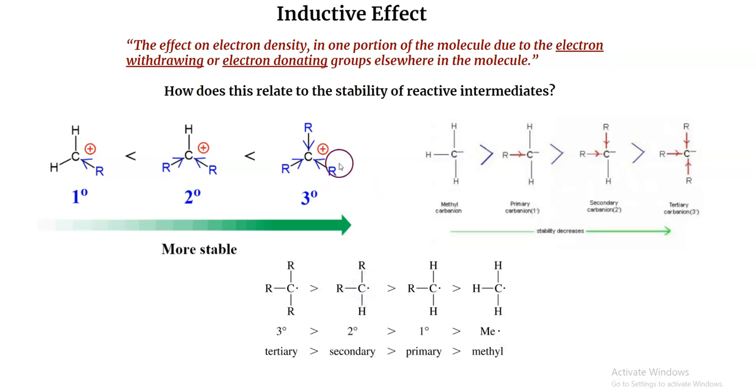And if the group is donating the electron to the carbon center, that's called the positive inductive effect. If the group is withdrawing the electron from the center, it's called the negative inductive effect. And depending on whether you are talking about carbocation, carbanion, or free radical, the positive and negative inductive effects are going to change the stability of the carbocations, carbanions, or free radicals. Let's talk about carbocation first.